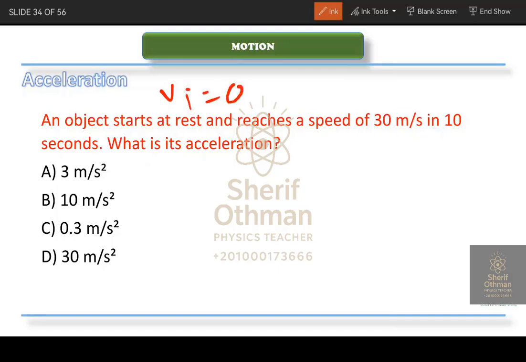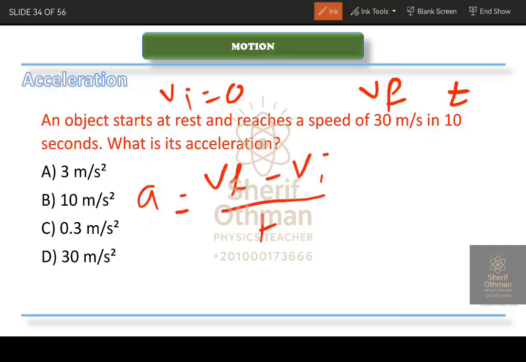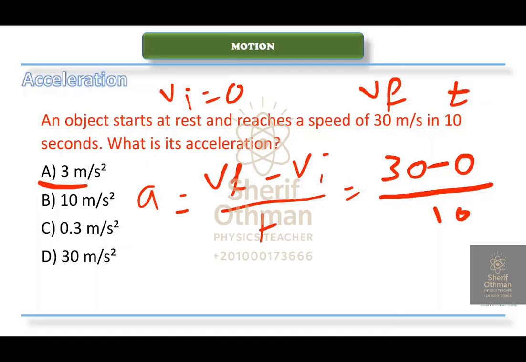And reaches a speed of 30 meters per second through 10 seconds. Here is the time: a equals v final minus v initial over time. So it will be 30 minus 0 over 10. The answer will be 3 meters per second squared.